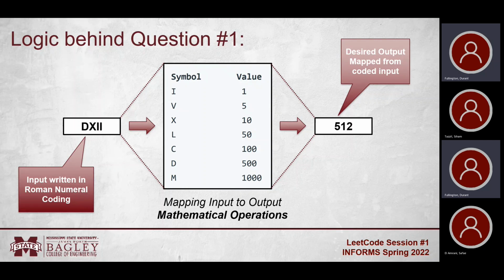So we just discussed the logic behind the first question, which was a Roman numeral question. These two are pretty easy, so we're going to do a quick overview of complexity and not go too deep into it.